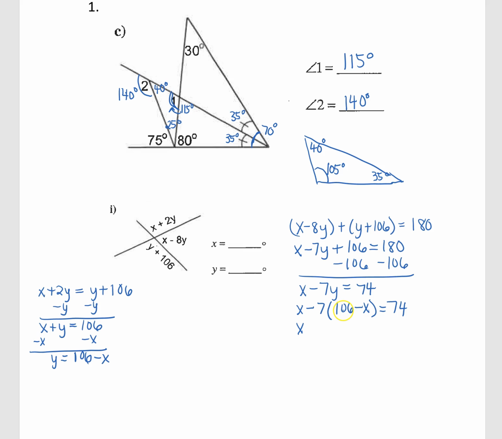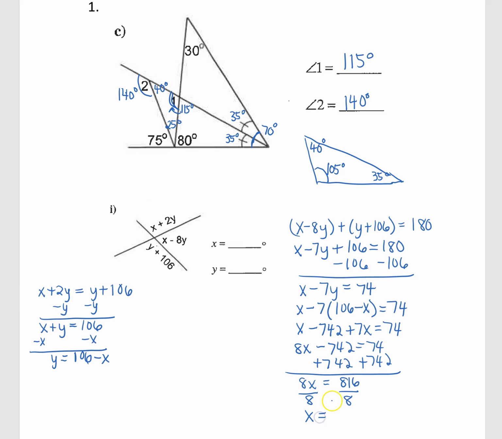Negative 7 times 106 is negative 742. Negative 7 times negative x is plus 7x. Okay, x plus 7x is 8x. I'm going to add 742 on both sides of my equation. I get 8x is equal to 74 plus 742 is 816. Dividing by 8 on both sides gives me x is equal to 102.